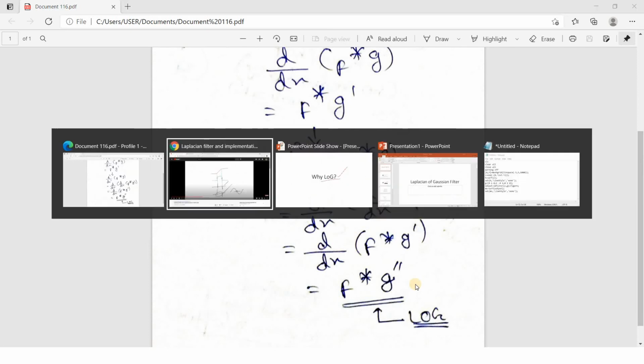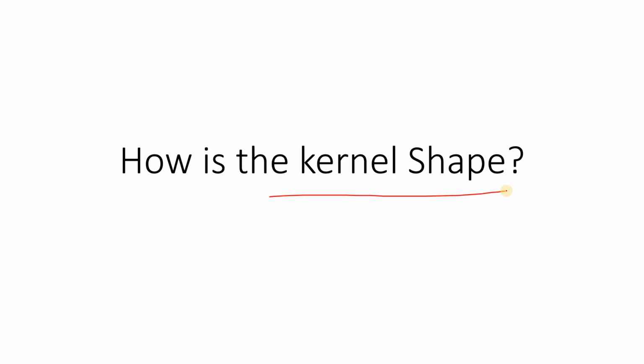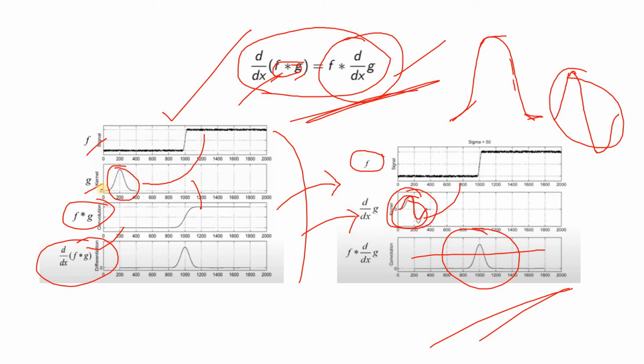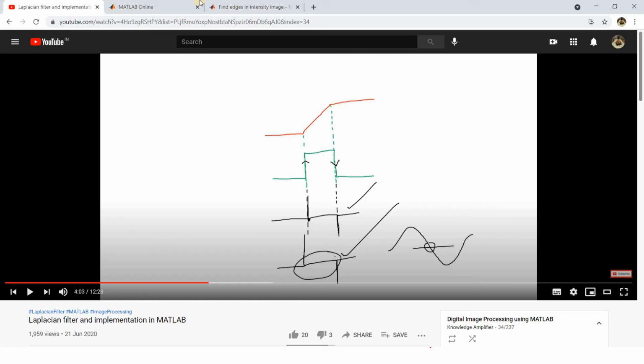Now let's go back to our presentation. Why LoG? It is clear to you. Now, how is the kernel shape? Here I have intuitively told you that if we take the single derivative of this Gaussian kernel, we get something like this, and we can easily understand this from the mathematical intuition also, as I just told. Now how will the kernel shape look if we take the double derivative of the Gaussian, which we are going to convolve with our noisy original signal? Let us inspect that. I can show you that using MATLAB. Let's see in MATLAB.